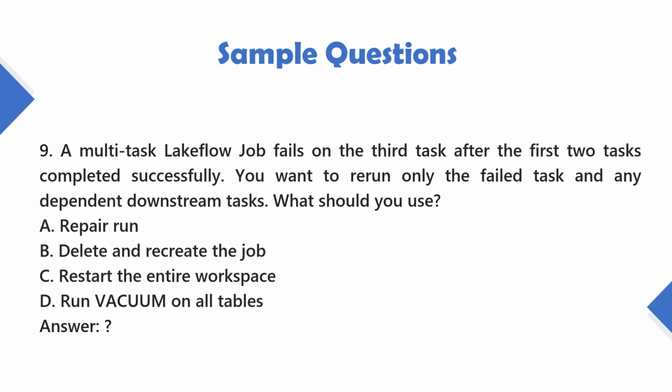9. A multitask LakeFlow job fails on the third task after the first two tasks completed successfully. You want to rerun only the failed task and any dependent downstream tasks. What should you use? A. Repair run. B. Delete and recreate the job. C. Restart the entire workspace. D. Run vacuum on all tables.